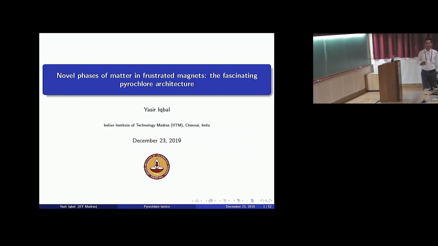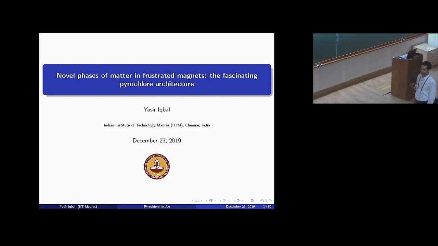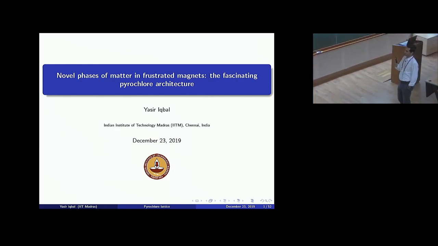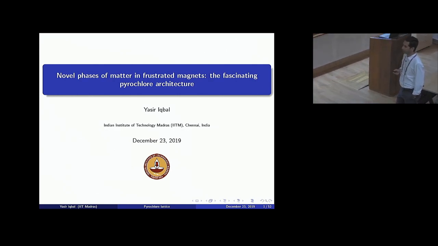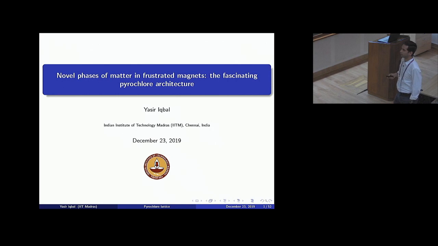So what I'm going to talk about is basically what is so magical or fascinating about the pyrochlore architecture, which Arnab already showed you. In some sense it's the epitome of geometric frustration, and it's the architecture that frustrated magnetism people have been looking at for a while. My talk is going to be about what kind of novel phases in matter, so exotic zero-temperature quantum phases, can arise in frustrated magnets in general, in particular focusing on the pyrochlore architecture.